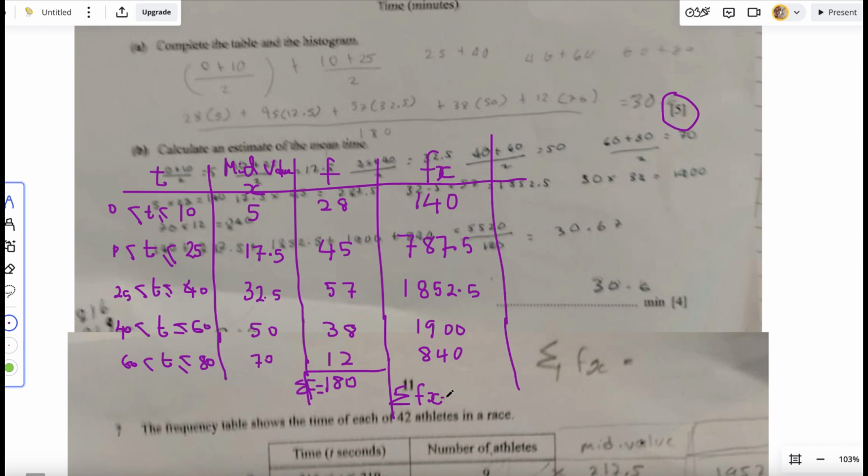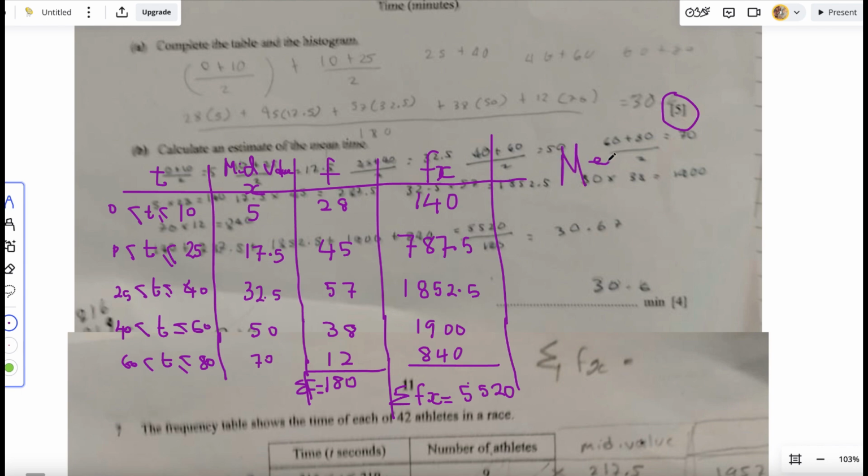Now sum the product of frequency and the mid value, sum all of them together, we get 5,520. You can double check to see whether that's the value. Add all of them together, you get 5,520. Now mean, remember they say we should calculate mean.